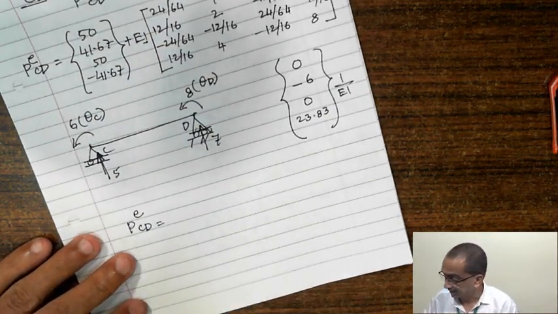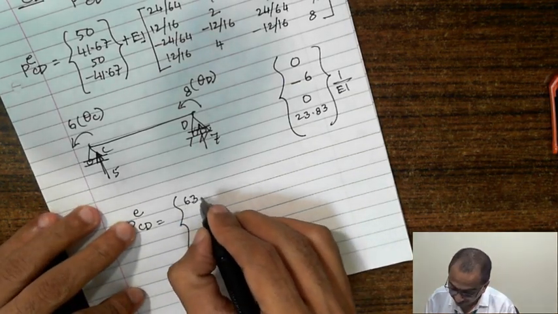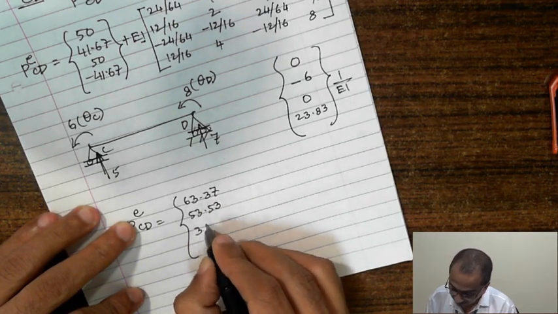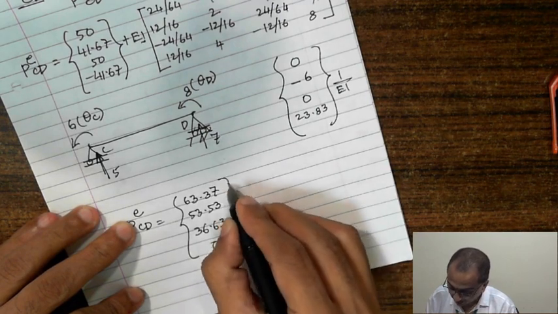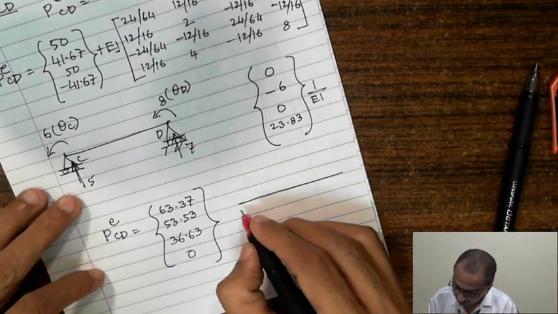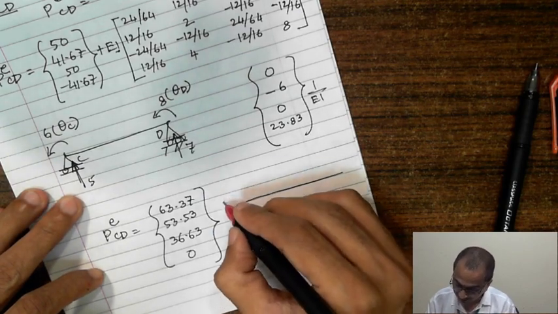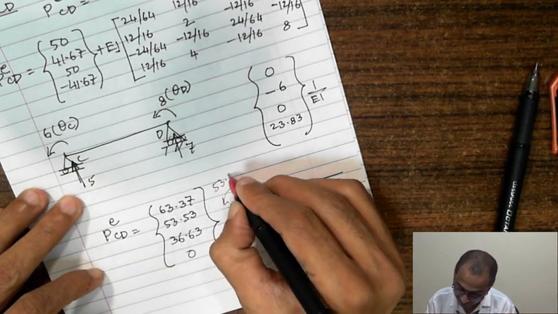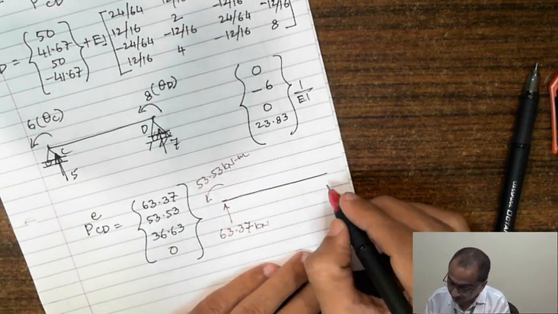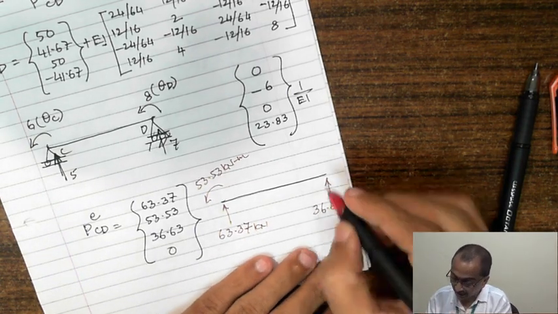So P element CD, I have already calculated P element CD as 63.37, 53.53, 36.63 and 0. I am indicating it on the diagram. This is 63.37. This reaction positive means upwards. This is 53.53. Positive means anti-clockwise. This is kilonewton. This is 36.63 kilonewton, which is positive, and it is 0.